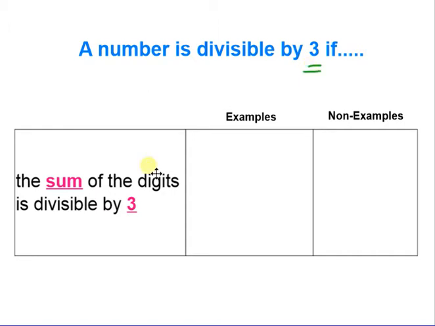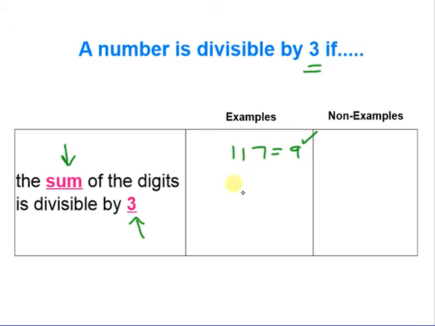A number is divisible by 3 if the sum of the digits is divisible by 3. At first this may seem a little bit confusing, so let me go ahead and explain. For our first example, I'm actually going to do 117. The first thing you're going to do when you see a number is add up all the digits. 1 plus 1 is 2. 2 plus 7 equals 9. Is 9 divisible by 3? So does 3 go into 9 evenly? Yes, it does. And so that would be an example of a number that is divisible by 3. Now, 3 times what equals 117? Well, you can go ahead and do a division problem or guess and check if you really want to.